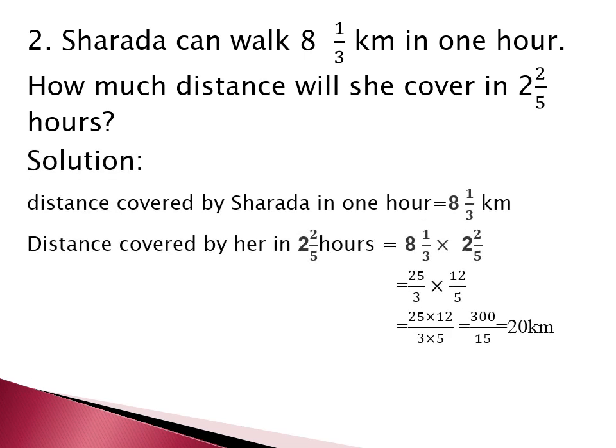Distance covered by Sharda in 1 hour, and distance covered by Sharda in 2 2/5 hours. So what should we do? 8 1/3 into 2 2/5. First convert to improper fractions, so it will be 25/3 into 12/5. Take the product. It is equal to 20 kilometers after simplification. So 1 hour is given, we have to calculate for 2 2/5 hours, so we have to do the multiplication. We are doing the multiplication like this, and our answer is 20 kilometers.